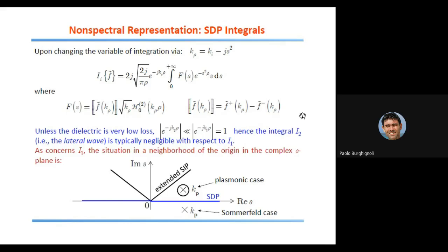Now, if the dielectric has some losses, which are not negligible, then the exponential that involves the K2 wave number will be negligible in absolute value with respect to the exponential that involves the K1 wave number, whose absolute value is equal to 1. So the integral that originates from the K2 wave number, which we have termed the lateral wave, typically is negligible with respect to the integral I1. So we can disregard the integral I2 and concentrate on the integral I1, for which the situation is the one that I have just described.